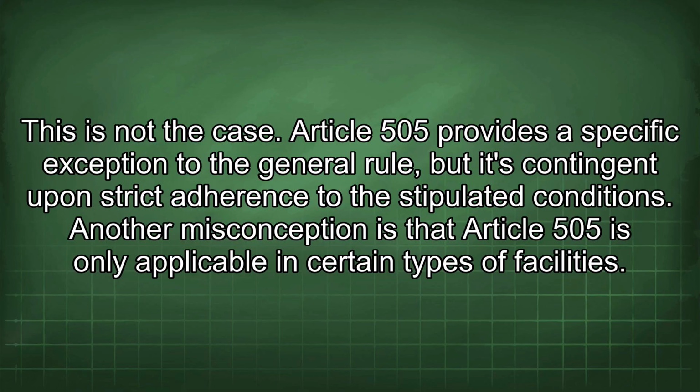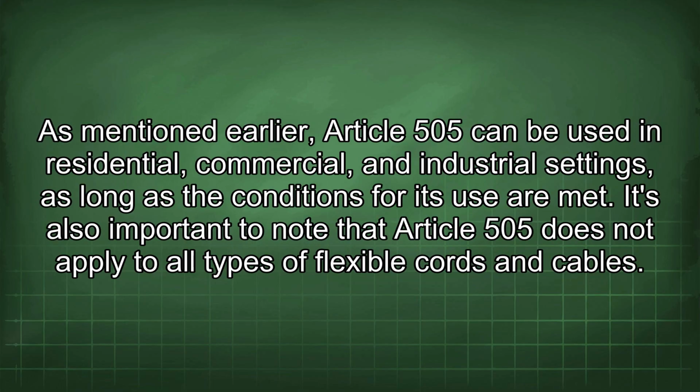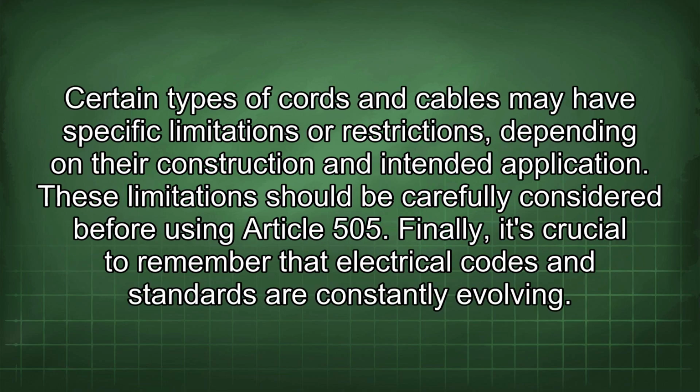Article 505 provides a specific exception to the general rule, but it's contingent upon strict adherence to the stipulated conditions. Another misconception is that Article 505 is only applicable in certain types of facilities. As mentioned earlier, Article 505 can be used in residential, commercial, and industrial settings as long as the conditions for its use are met. It's also important to note that Article 505 does not apply to all types of flexible cords and cables. Certain types may have specific limitations or restrictions depending on their construction and intended application. These limitations should be carefully considered before using Article 505.